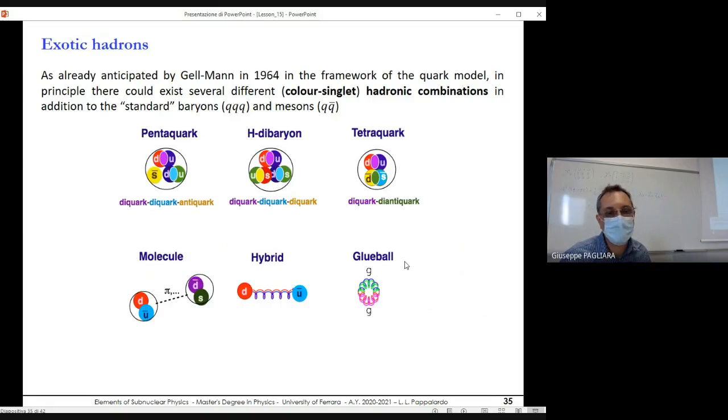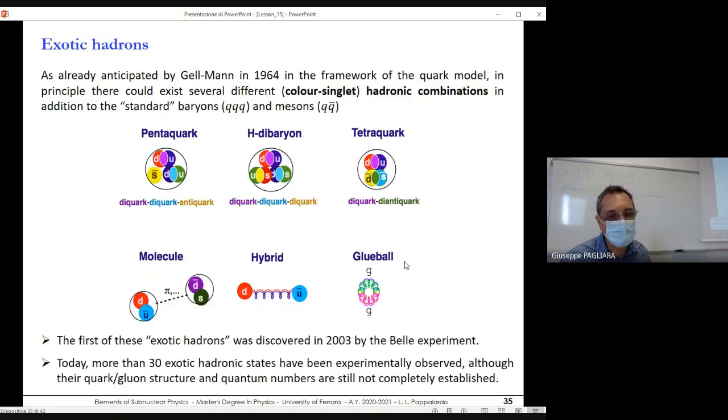Okay, so this you can predict already by QCD. The only requirement is that they have to be color singlet. Whatever complicated combination they have, they have to be color singlet. Okay. Now, did we find these objects? Yes, many of them already.